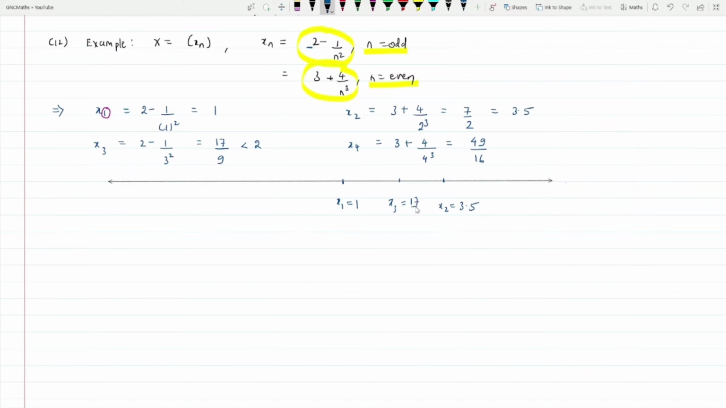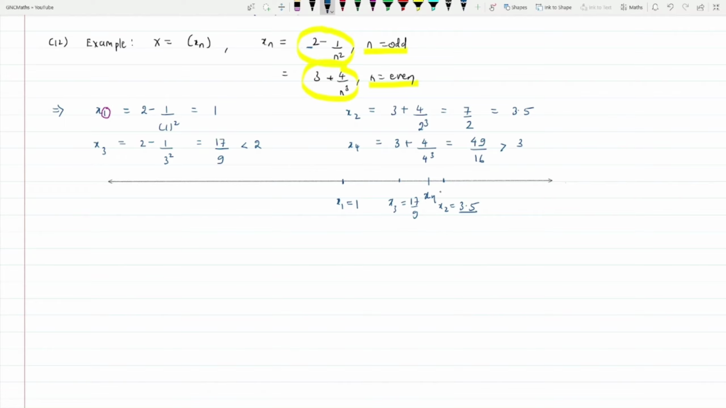Now 49 by 16. Since 16 times 3 is 48, this number is slightly bigger than 3. Since it is slightly bigger than 3 and of course it is smaller than 3.5, it is going to be placed between x3 and x2. So this is x4. So the sequence terms are actually coming between x1 and x2.